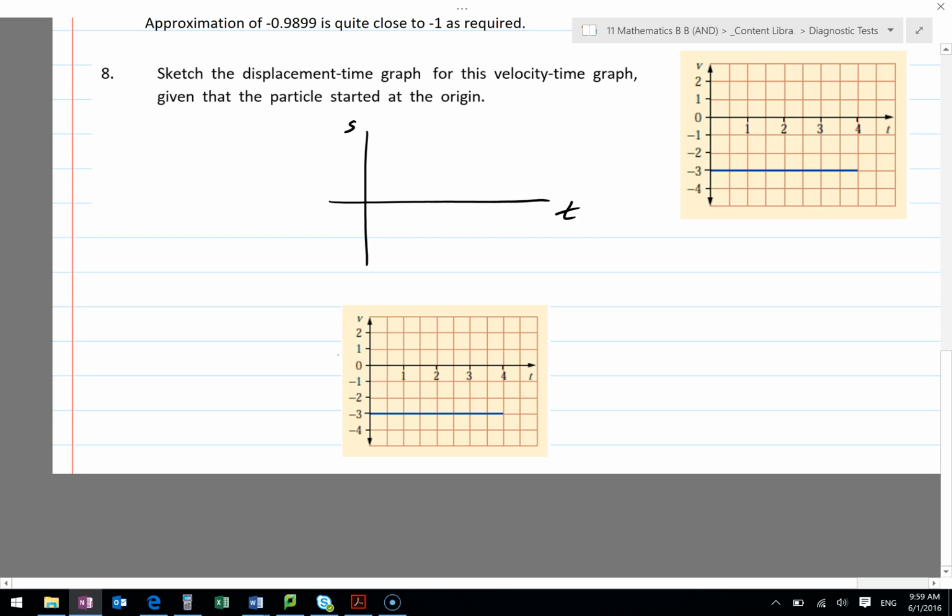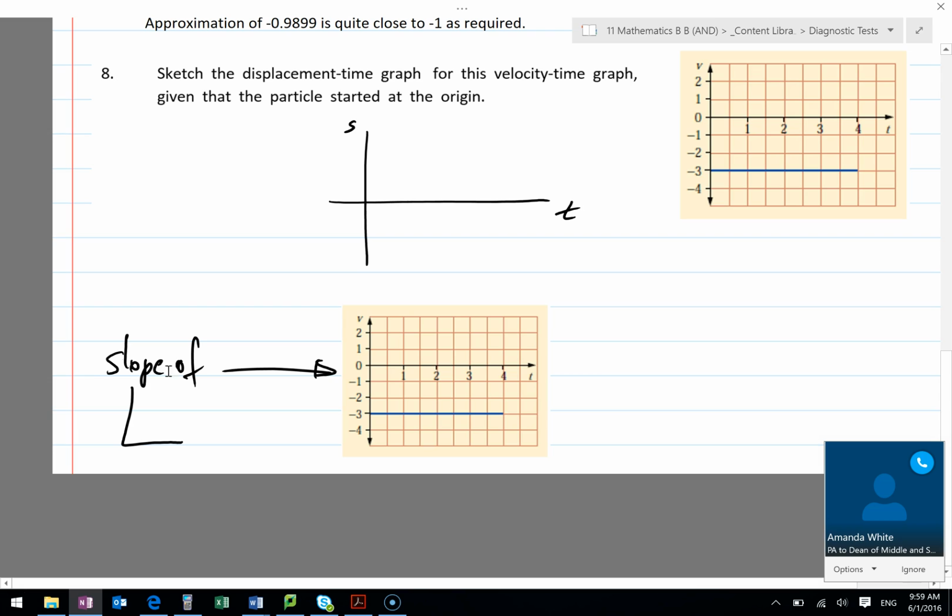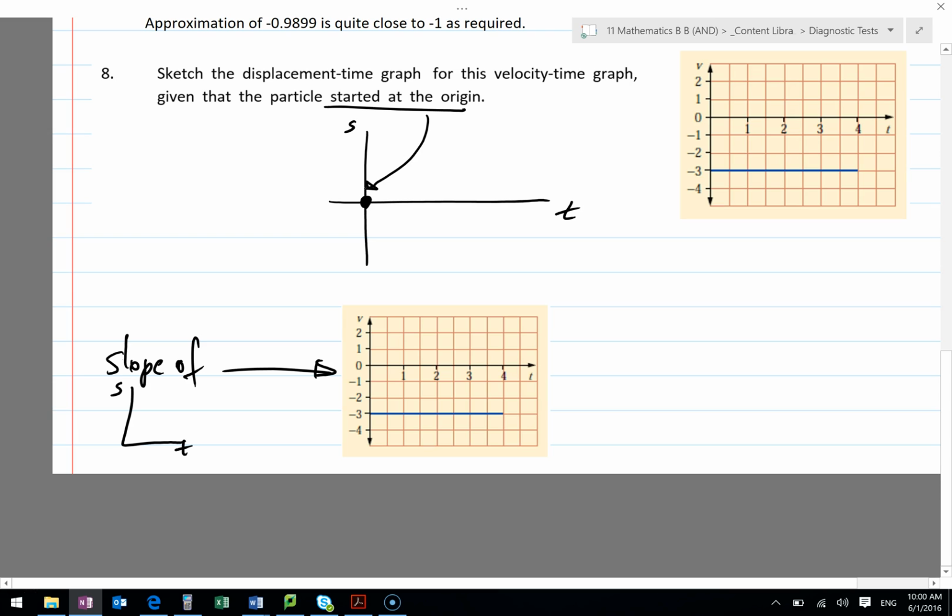So I know that this graph here, this one, slope of, now remember this graph is the slope of the one above it. Alright, so I need to sketch displacement time. I know it starts at the origin, so it starts here. Okay, start at the origin means that point's there. Okay, and this is telling me that the slope is negative at all times. Okay, so at the origin, the slope is negative.